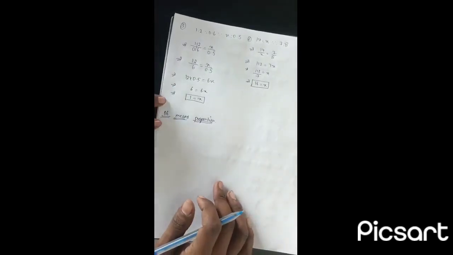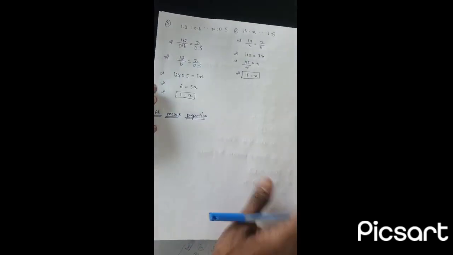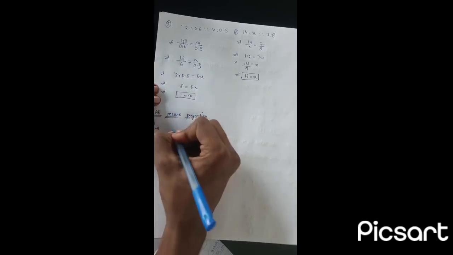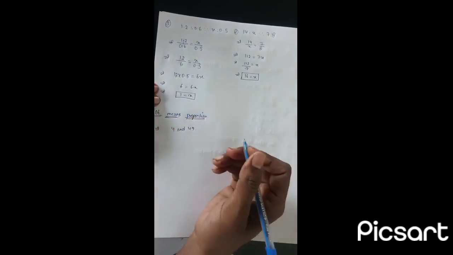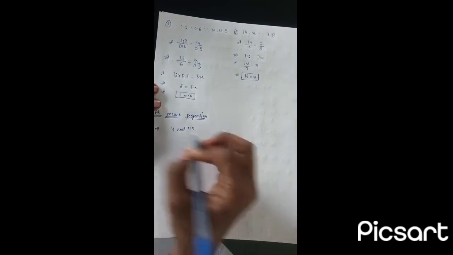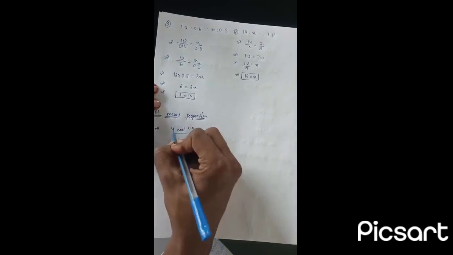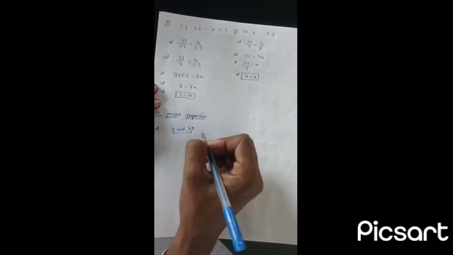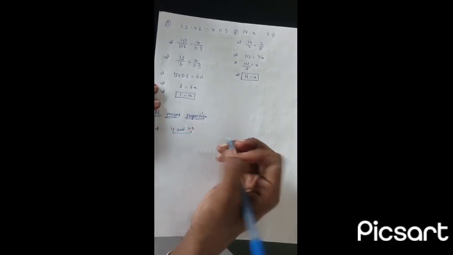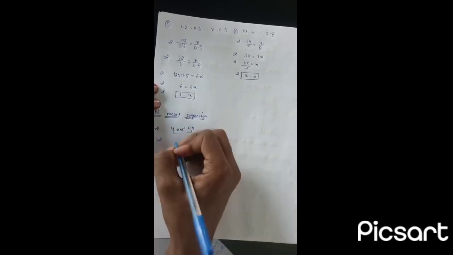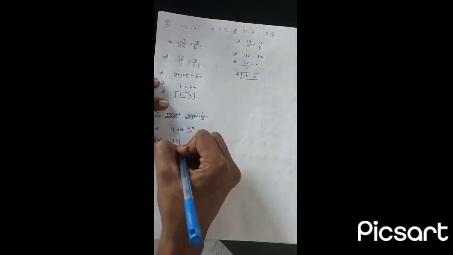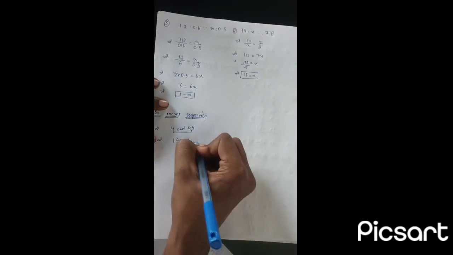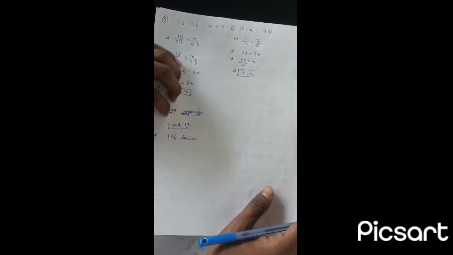Now we are coming to question number 6. We have to find the mean proportion of 4 and 49. For finding the mean proportion, I have told you, you simply multiply these. One I am doing and the rest you will all do. It is 49 into 4, that is 196. The value of the mean proportion is 196, that is your answer. Is that clear?